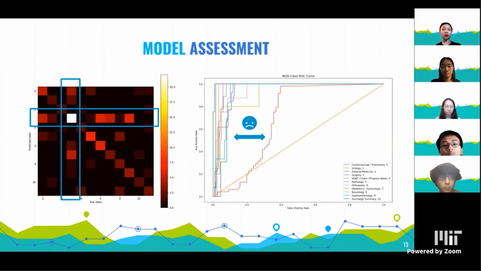Also, on the right, you can see the ROC, or the receiver operator curve. And for this curve, we want the graph to be as much in the upper left corner as possible. And most of our curves are. However, for that red curve that you see, which is the surgery curve, or class 3 again, there's a very big gap between the left side of our graph and that curve. And that was something that we wanted to change.